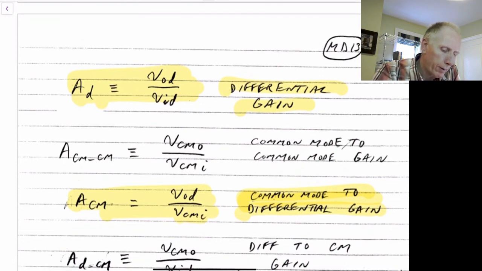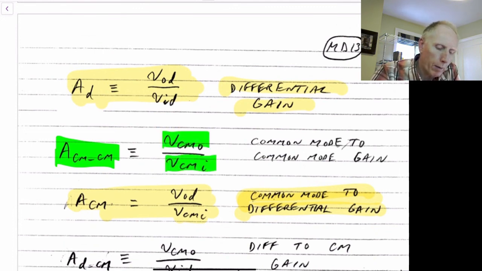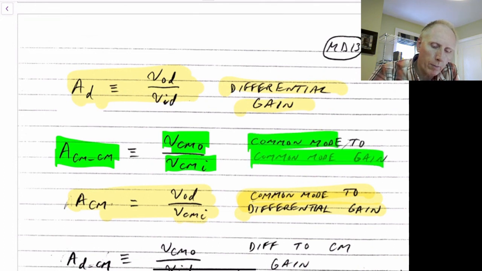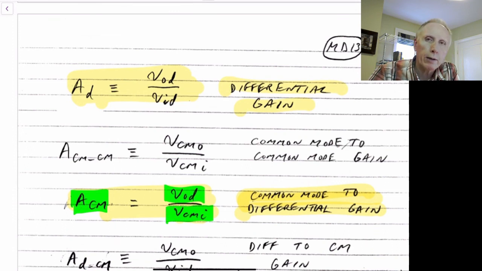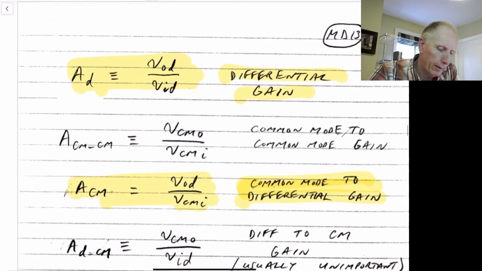We then also have the common mode to common mode gain, so the input common mode signal to the output common mode signal. Generally, that's less of a concern. We also have what's called the common mode to differential gain, from the input common mode to the output differential. What we care about is, if the common mode is moving, how much does that change the differential signal? Because that will introduce unwanted differential signal into our system. So that is something to worry about.